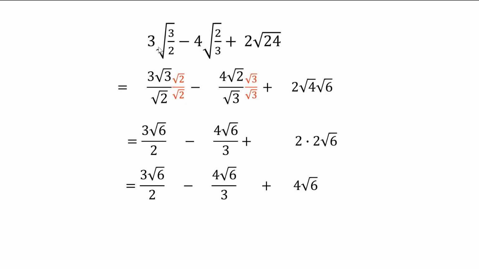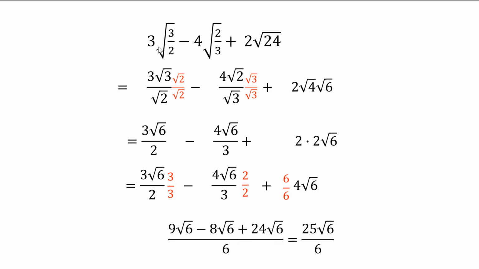Then, since you have all these square root of 6's here, you're going to want to go ahead and get a common denominator so that you can add all those like terms together. They're kind of like terms. They all have a square root of 6. So you're going to want to get your common denominator, and then you will have 9 square root of 6 minus 8 square root of 6 plus 24 square root of 6 over 6. And then when you add that all up, you're going to get 25 square root of 6 over 6, and that is the simplest way to write this.